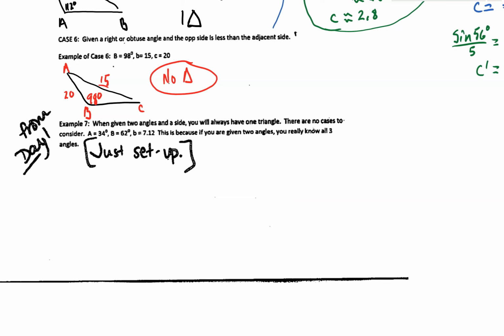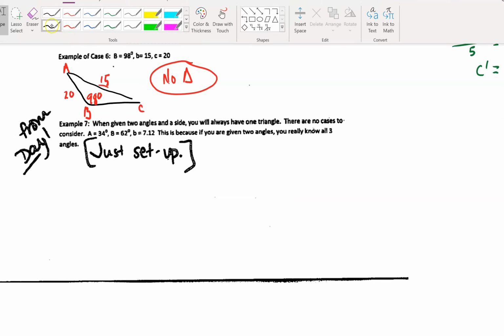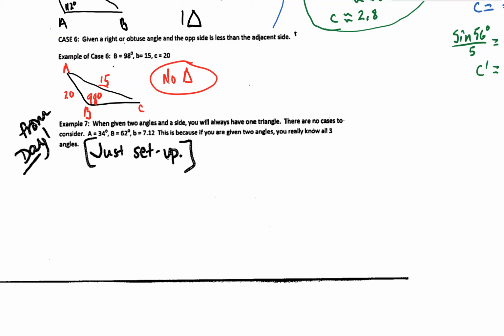Now it says for example 7, what do they want us to do? It just says to set it up. They said when given 2 angles and a side, you will always have one triangle. There are no cases to consider. Why is that? Well, if you're given 2 angles, you know 3. And so that basically tells you that you have a full triangle. Sidewise, it doesn't really matter which ones they're giving you.